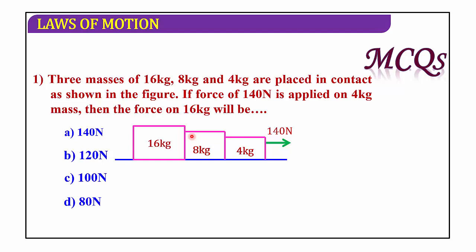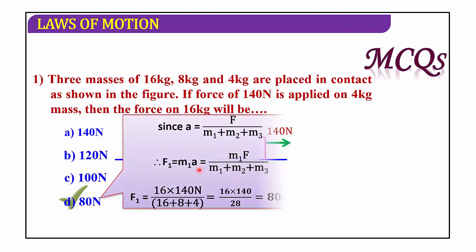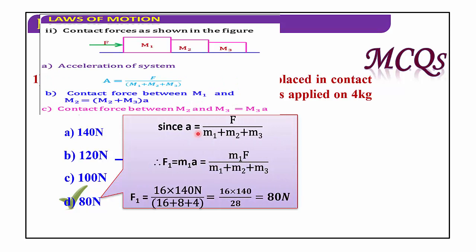What will be the answer? Yes, the answer is 80 Newton. How we got this answer? Go for the givens. Mass is given M1, M2, M3: 16 kg, 8 kg and 4 kg. Applied force is 140 Newton. So we have to find force on 16 kg. So let us take it as F dash. We have to find F dash here. We know that acceleration of the system A equal to F divided by M1 plus M2 plus M3. But I want force. So force equal to what? F equal to Ma. So F1 equal to M1A.